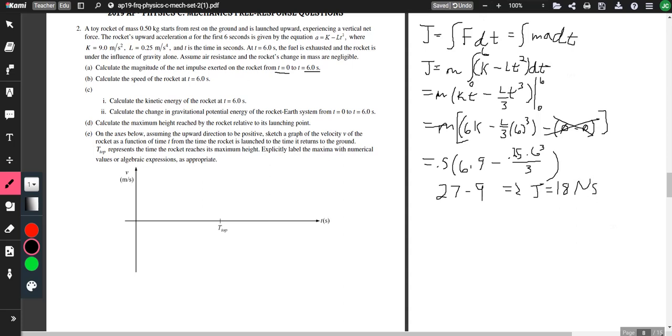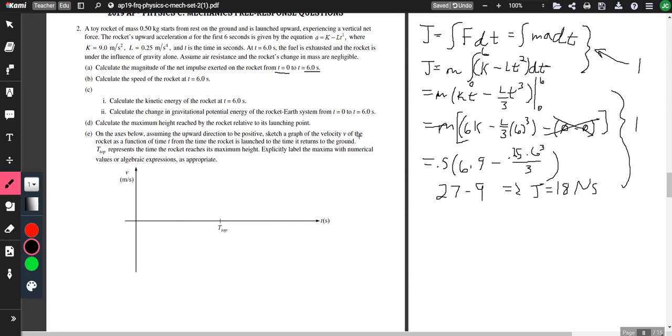All right, so this was a 2-point question. You got 1 point for essentially doing this top part, and then 1 point for all this stuff.